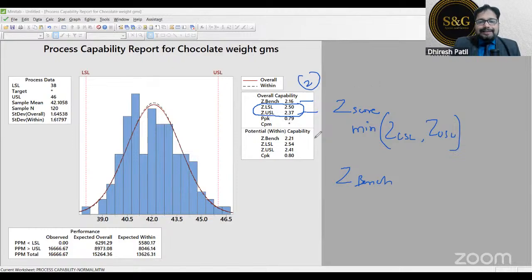Clear? The same formula is applicable just below, in within also. ZUSL, ZLSL. Only thing is that instead of standard deviation overall, we are taking standard deviation within in the formula. That's it. Are you clear? The same calculation happens with the ZLSL, ZUSL in the within and the Z bench in the within. Are you clear with this? Just type yes in the chat box. Clear?